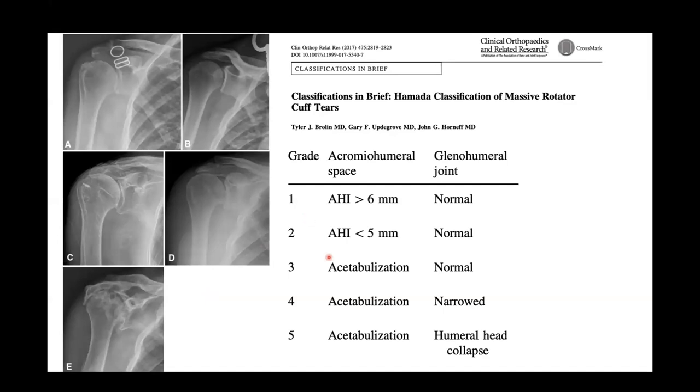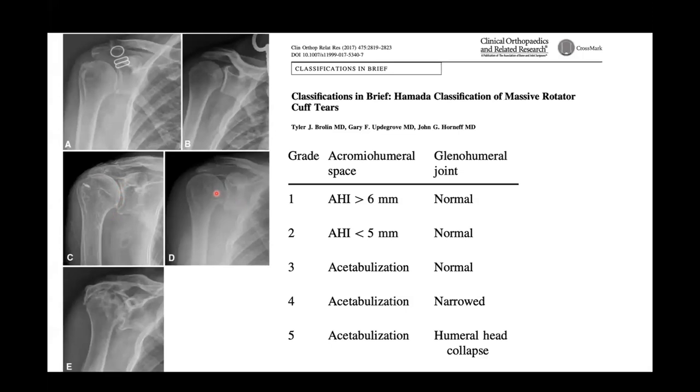And here you can see that two different criteria are taken, the acromio-humeral space as well as the glenohumeral joint space. So in type A, the acromio-humeral space will be more than 6 and there will be a normal glenohumeral space. Once the acromio-humeral space starts decreasing, then it becomes type B. But again, here the glenohumeral space will be normal. In type C, the acetabularization starts. The proximal humeral head starts migrating up against the acromion. But here in type C, the glenohumeral joint will be normal.